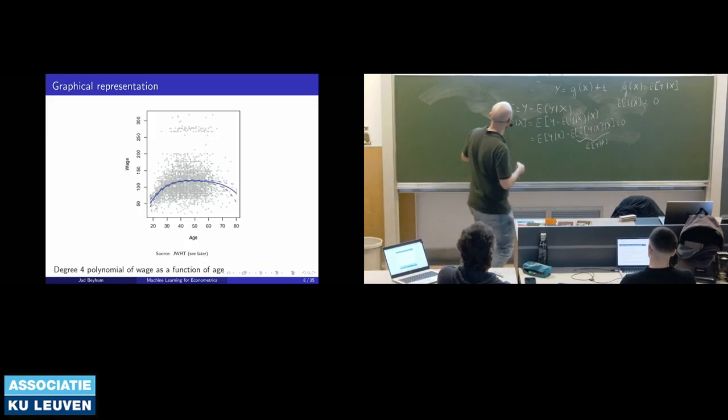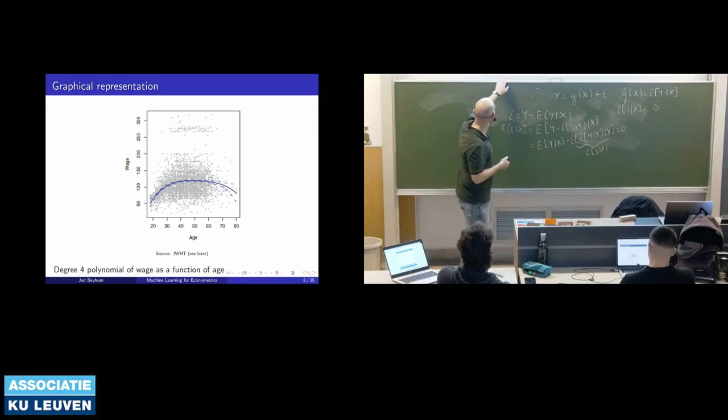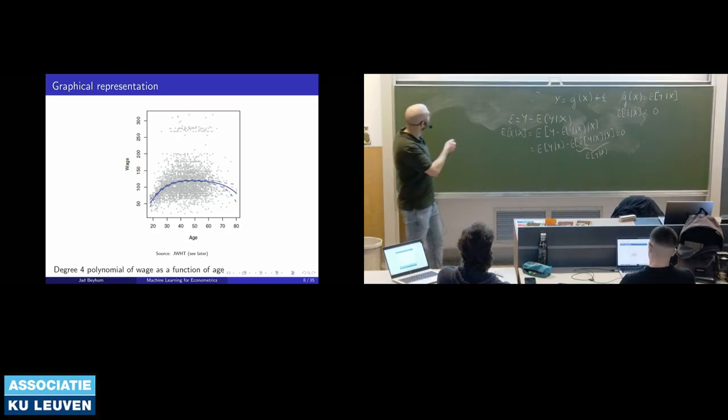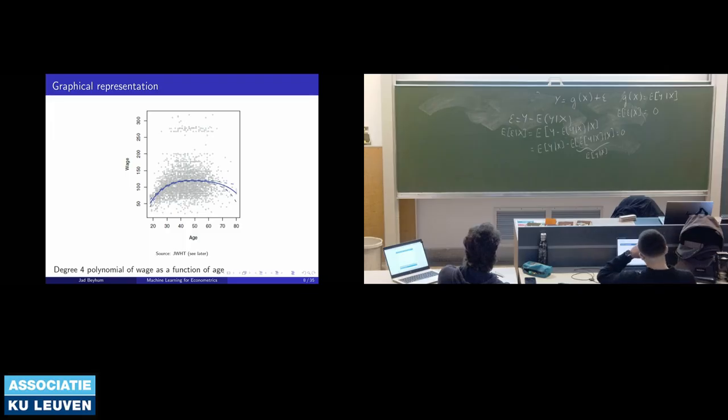And just one example of series estimation. Here you have a data set of people in the US, and you want to predict the wage of people. So this is the wage as a function of their age. And here essentially it's running a linear regression where you have a constant, age, age square, age to the power 3, and age to the power 4 as variables.